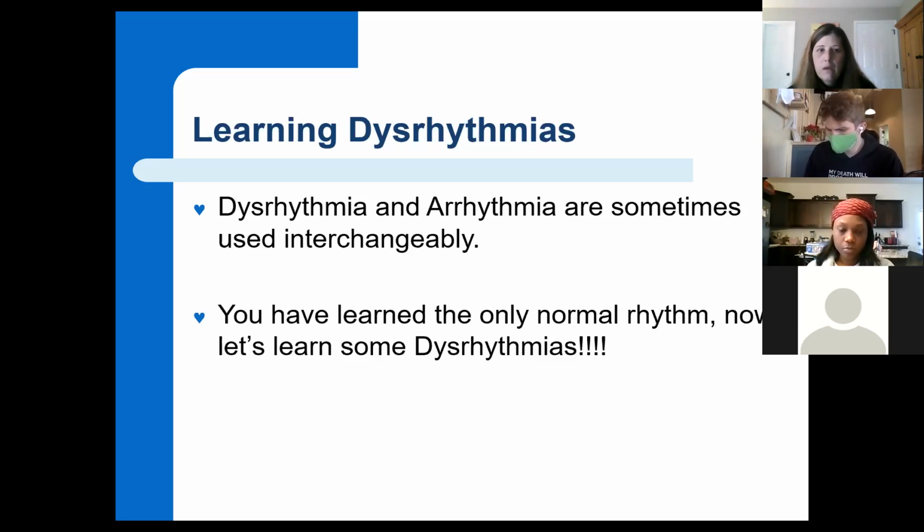Okay? You have learned in normal sinus rhythm the only normal rhythm. That is the only thing that's normal. That is the only thing that's going to have the right measurement for a PR. It's the only thing that's going to have the right measurement for a QRS. There's always going to be a P followed by a QRS. There's always going to be a QRS after every P. That is the only normal rhythm. And so now we jump into the really fun stuff and start learning about this dysrhythmia. Okay?